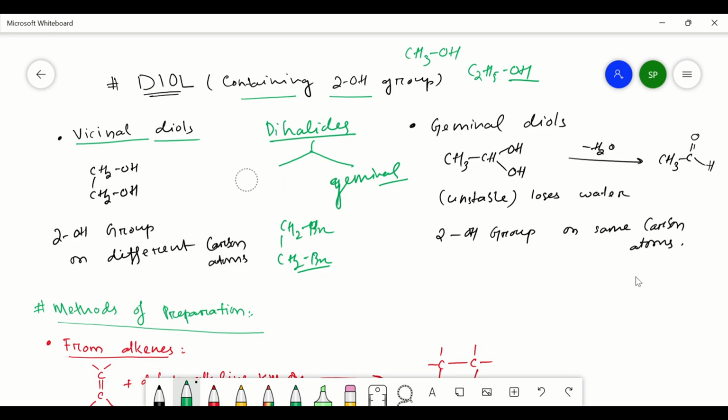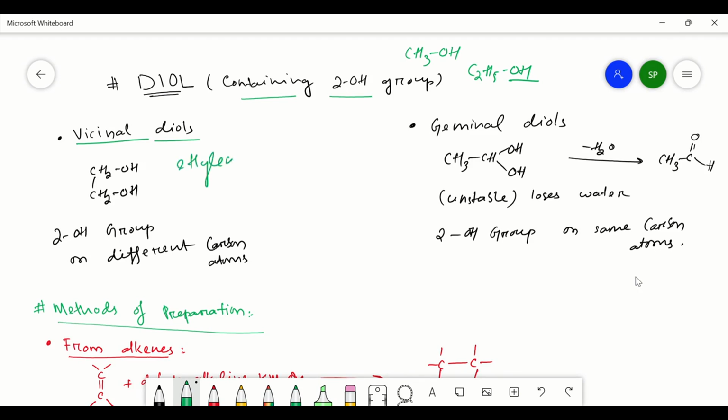Similar to the dihalides, in diols also there are vicinal diols and geminal diols. If we consider vicinal diol, this is known as ethylene glycol, or simply glycol. This is one type of vicinal diol. In a vicinal diol, the two OH groups are connected to two different carbon atoms. But in geminal diols, these two OH groups are connected to a single carbon atom. But this geminal diol is unstable. This loses water to form aldehyde.